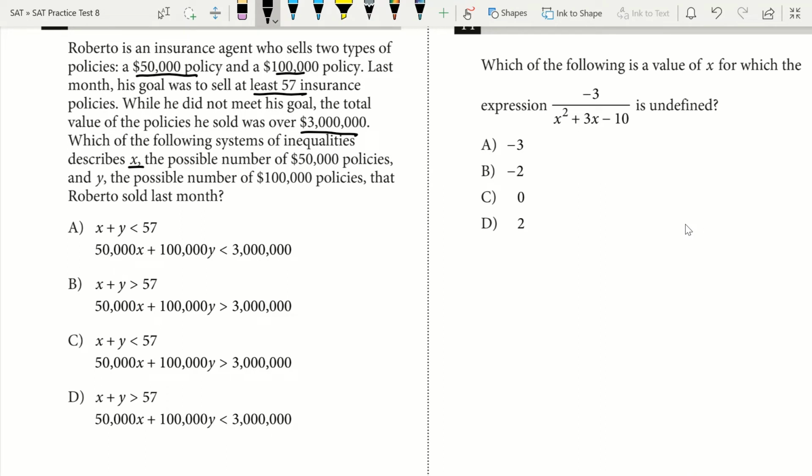Well, we know he didn't meet his goal of selling 57, so that means our X plus Y has to be less than 57. So I can find my equations with that. So A could potentially be it, B cannot, and D also cannot, but C also could. So now I look and I'm told that he sold over $300,000 worth of policies. So it has to be our 50,000 X plus 100,000 Y has to be greater than that $300,000. We see they have that at C but not at A, so our answer is going to be C.